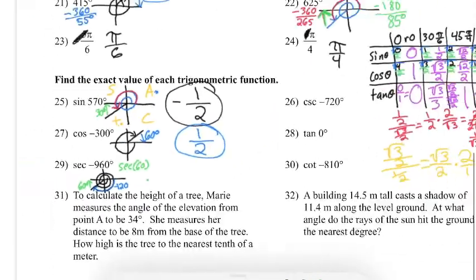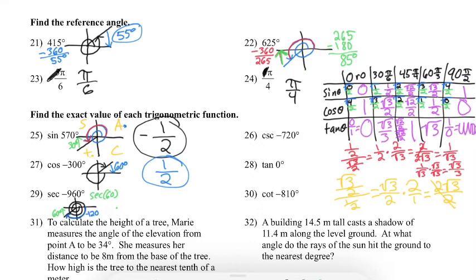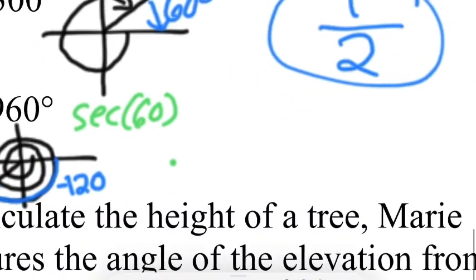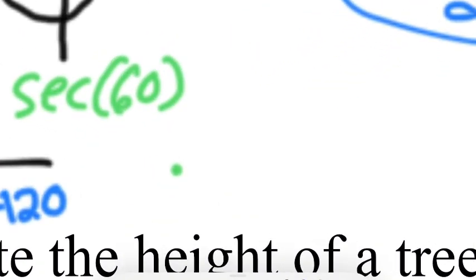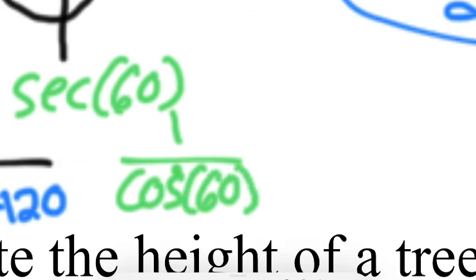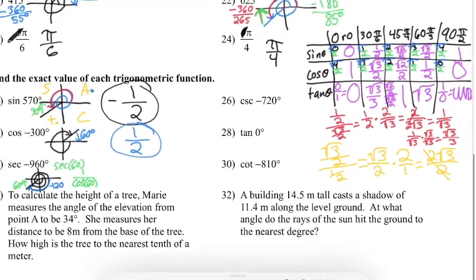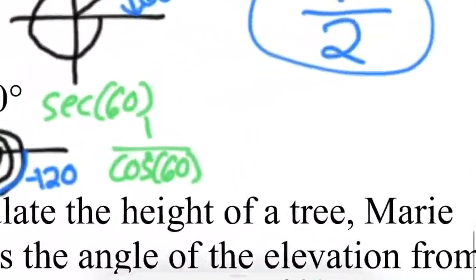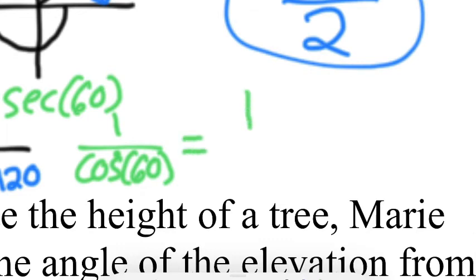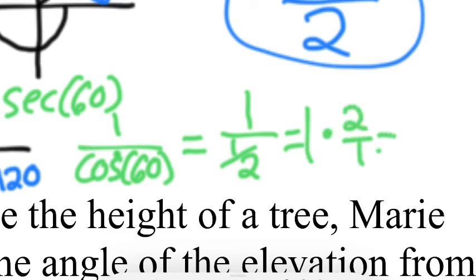Well, if you look at your table, there is no secant. So we have to change it in terms of one of our trig functions we do have in our table. We change it to 1 over cosine of 60. Now we can look at our table. Cosine of 60 is 1/2. So this gives us 1 over 1 divided by 2, which changes to 1 times 2 over 1, which gives us 2.